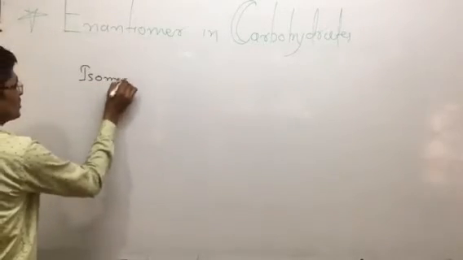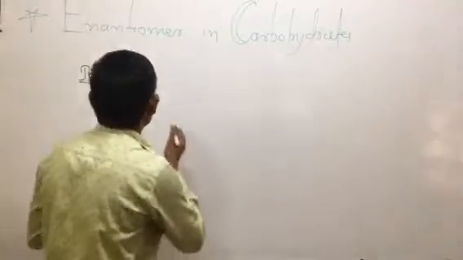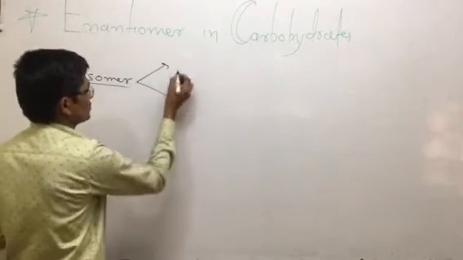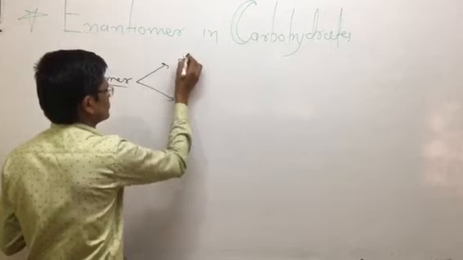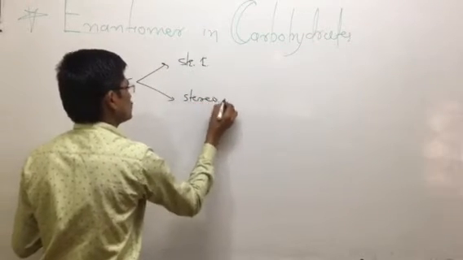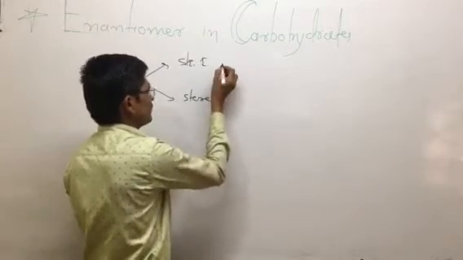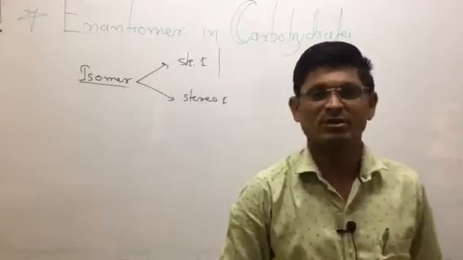first of all, the isomer concept comes from stereochemistry. Isomers are of two types: the first is the constitutional isomer, or the structural isomer, and the next one is the stereoisomer. What is the structural isomer? We can say it is chain isomer, position isomer, functional isomer, metamerism, tautomerism.